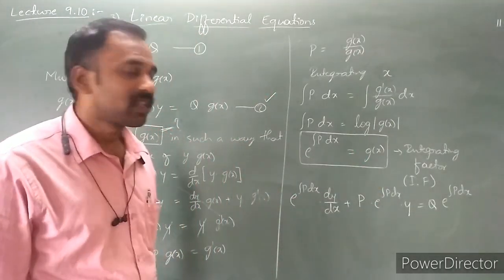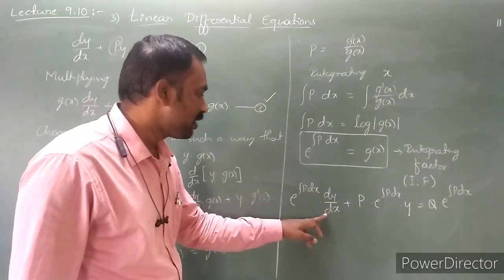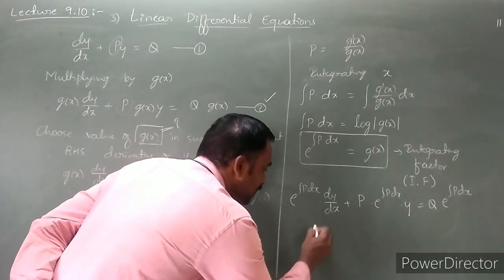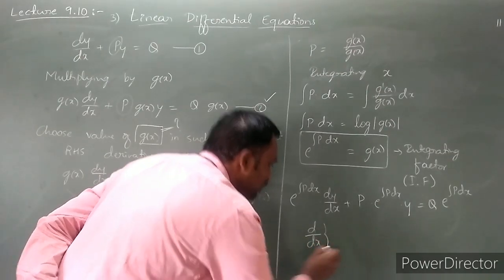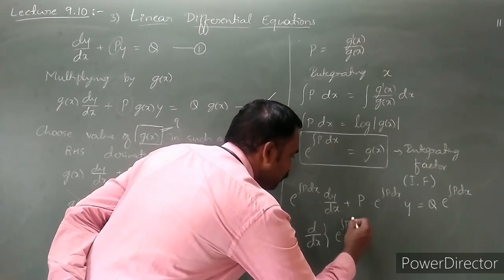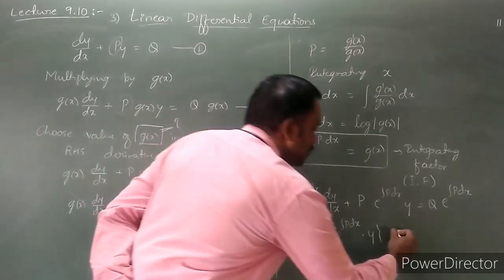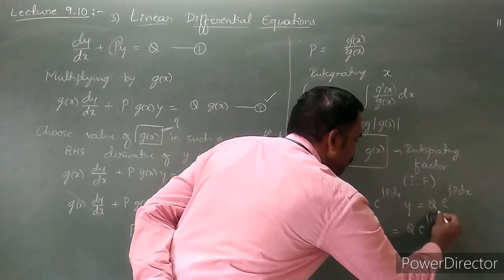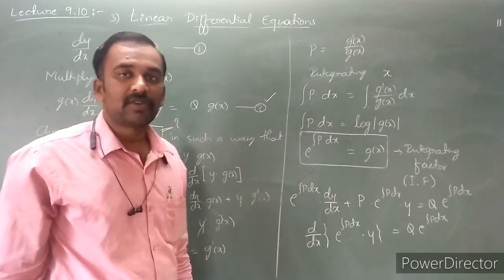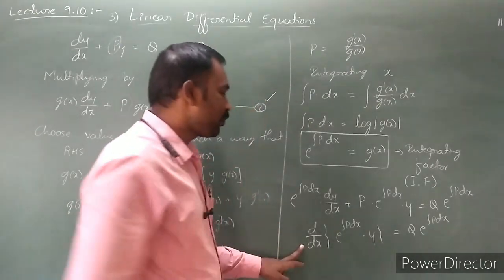Next, observe the left hand side term. What can we write for the left hand side term? Here we have e power integration of p into dx dy by dx plus p e power integration of p into dx y. Can I write the left hand side term as d by dx of e power integration of p into dx into y, equal to q into e power integration of p into dx as it is? Can I write the left hand side term as this much? If you differentiate this one, what will you get? Check it. This is u, this is the p.